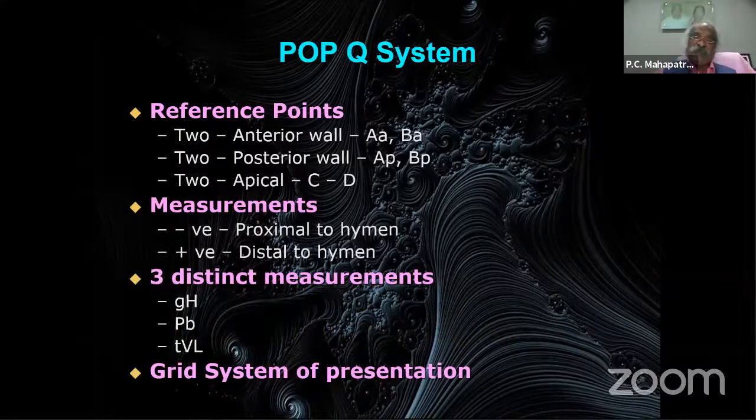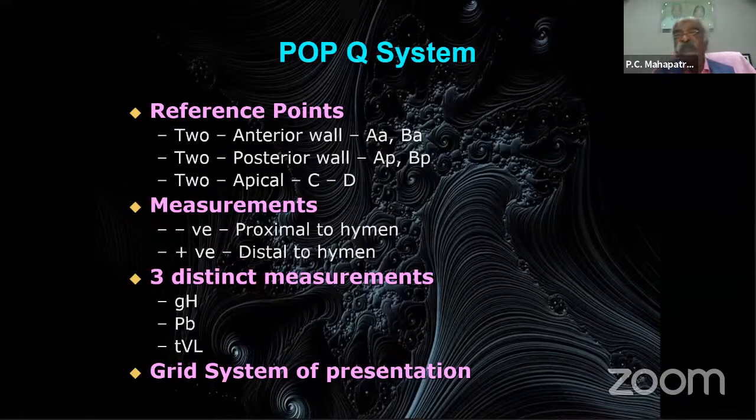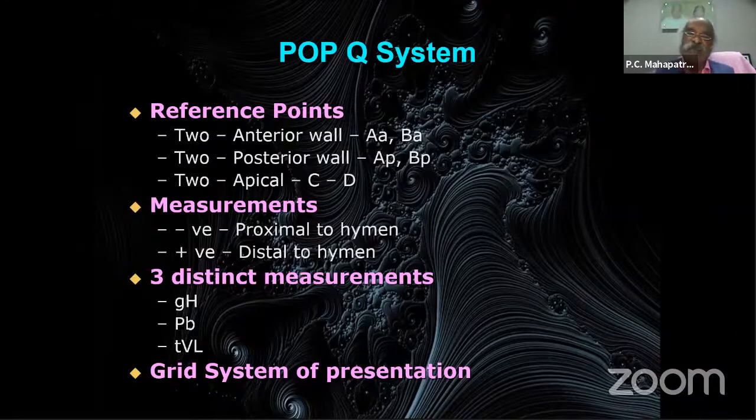So in the POP-Q system, there are 6 reference points, and measurements are 3 distinct measurements, and you put it in a grid system of presentation. So reference points: 2 in the anterior wall, 2 in the posterior wall, 2 in the apical. 2 in the anterior wall designated as AA and BA. I will tell what is AA and BA. 2 in the posterior wall, AP and BP. And 2 apical, C is cervix, D is pouch of Douglas, if the cervix is not there.